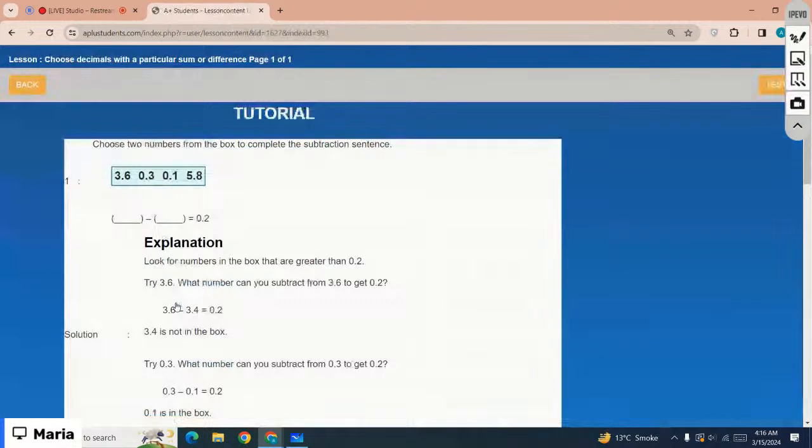Okay, so you are given the numbers, and you have to find the numbers. Choose two numbers from the box to complete the subtraction sentence. You are given that the difference of two numbers is 0.2. You have to find the two numbers, right? So which is the correct option?